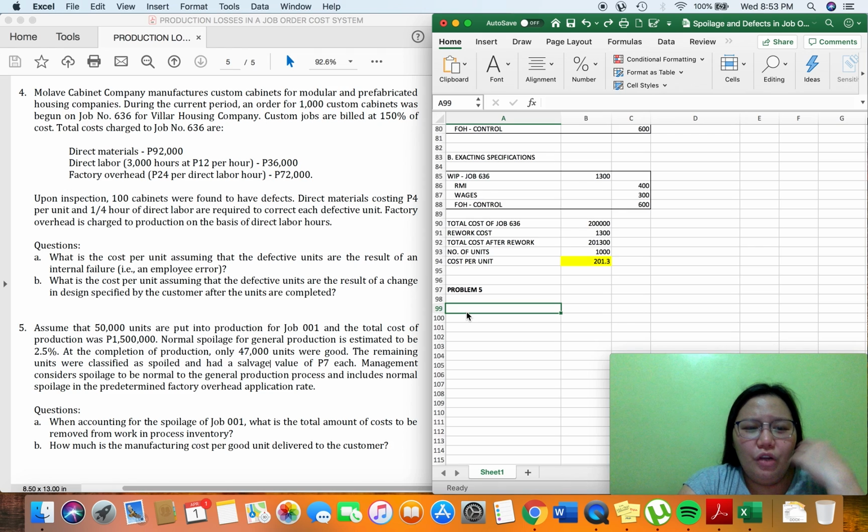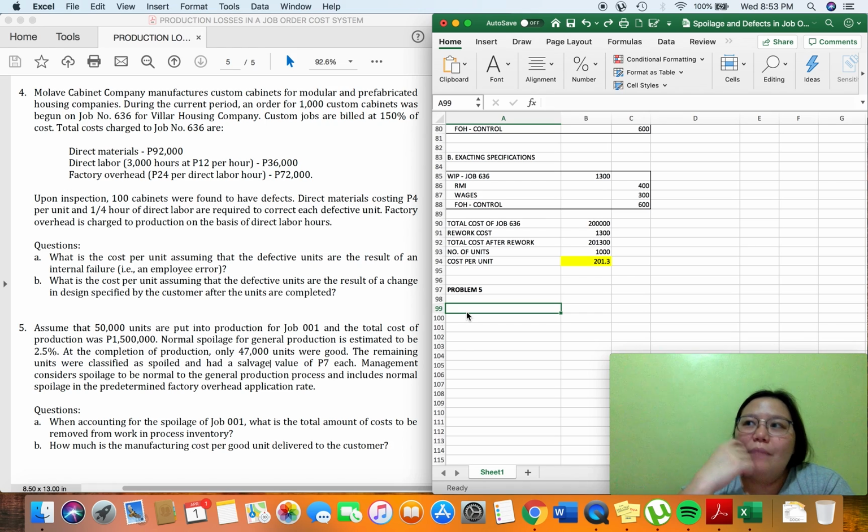Management considers spoilage to be normal to the general production process and includes normal spoilage in the predetermined factory overhead application rate. Okay? So, for problem 5, we are going to discuss the difference between a normal and an abnormal loss, di ba? So, basically, a normal loss is already expected in the production process, di ba? So, basically, no matter how efficient you are, di ba, nagkakaroon talaga ng shrinkage.